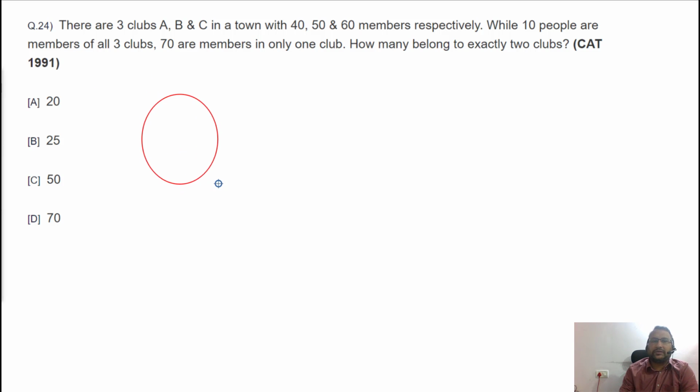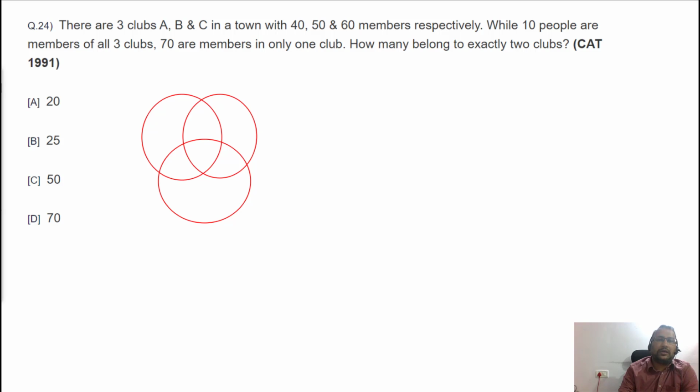So again, draw 3 sets over here. This is for club A, this is for club B, this is for club C. The value of this circle is 40, the value of this circle is 50 and the value of this circle is 60. 10 people are the member of all 3 clubs, so the value of this portion is 10. 70 are the members in only 1 club. So let's take the value of this region as P, Q and R. So the value of P plus Q plus R is equal to 70.